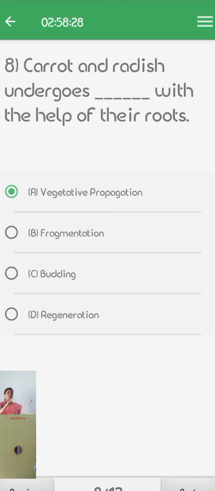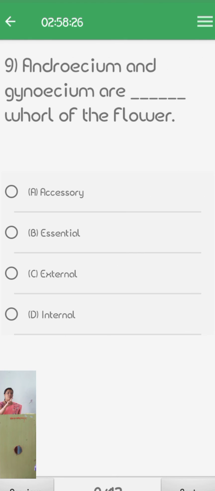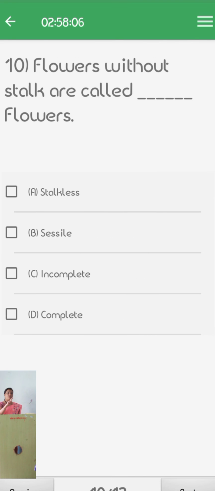Vegetative propagation. Number 9, androecium and gynoecium are dash whorls of the flower. Answer is essential. Number 10, flowers without stalk are called dash flowers.